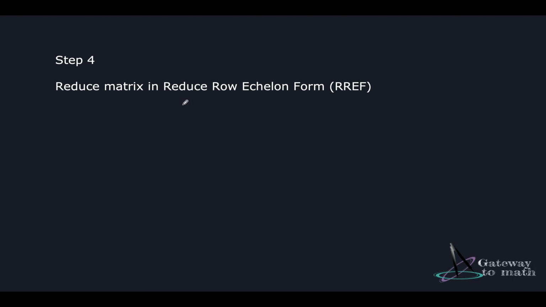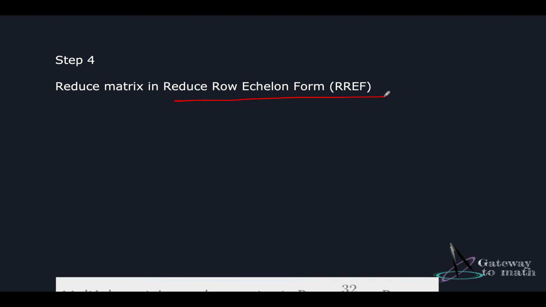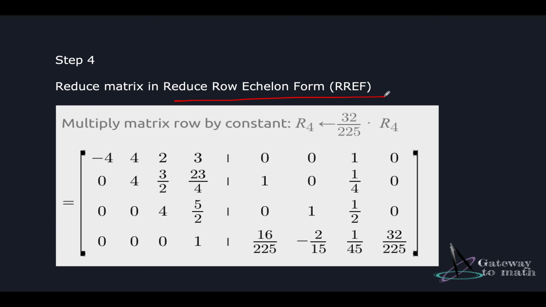Step 4 is to reduce the matrix like we said in row reduced echelon form. So let's start. Multiply matrix row by constant. So what am I doing? I'm multiplying R4 with a constant which is 32 upon 225. So the entries on R4 now becomes 0 0 0 1, and on the RHS it becomes 16 225 minus 2 by 15 1 by 45 32 by 225 respectively.